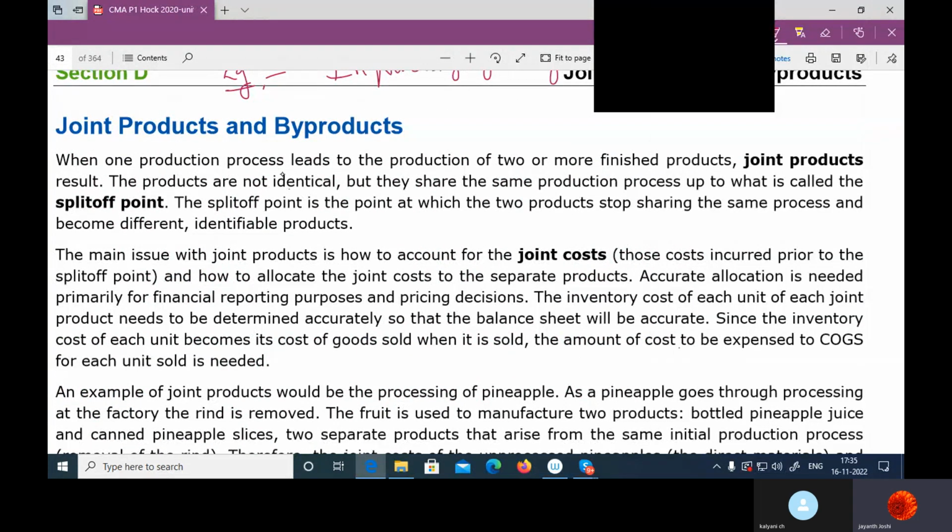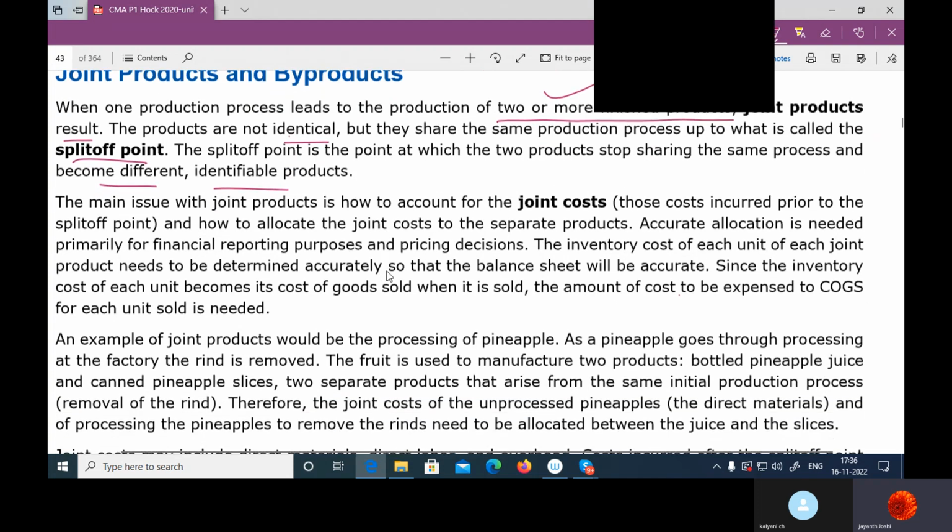When one production process leads to production of two or more finished goods, correct? Process one, but two products, joint products result. Products are not identical, but they share the same production process up to what is called the split off point. After that, further processing you can do, and each product can be taken and further processed and made into some other product, correct? The split off point is the point at which the two products stop sharing the same process and become different identifiable products. When I speak about identifiable products, I can sell it.